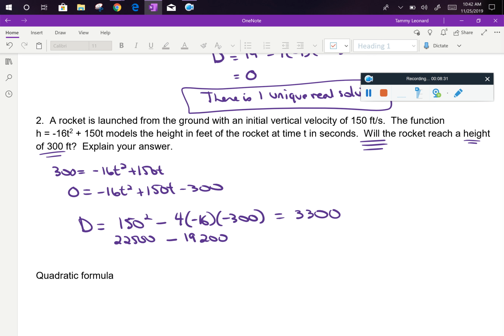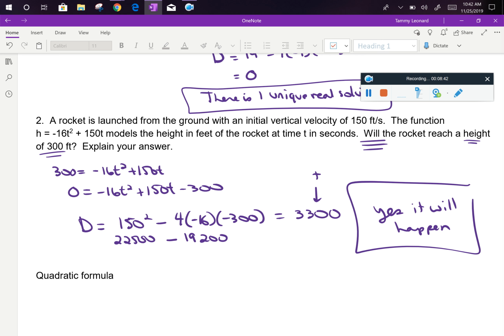Is everybody okay with that? Yeah? So this comes out to be a positive number. So we would say, yes, it will happen. We don't know when because they didn't ask us that.